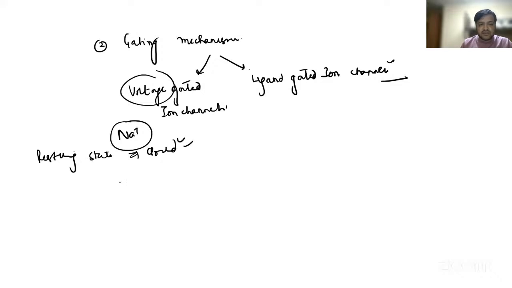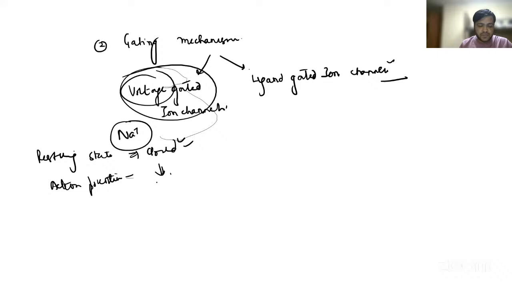Now, if there is an action potential, what will happen, right? Obviously, when the membrane depolarizes, there will be an action potential. This voltage gated sodium channel will undergo a conformational change, and it will open, right? It will allow the sodium to flow into the cell, right?